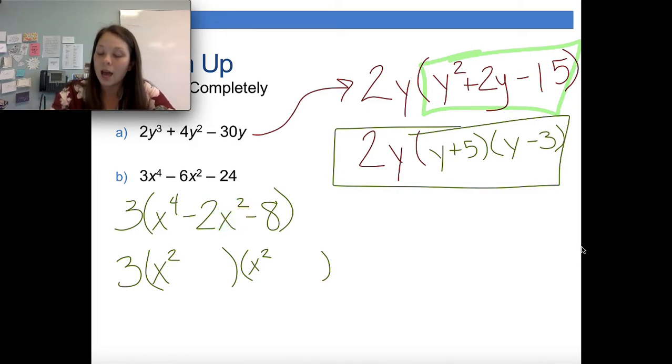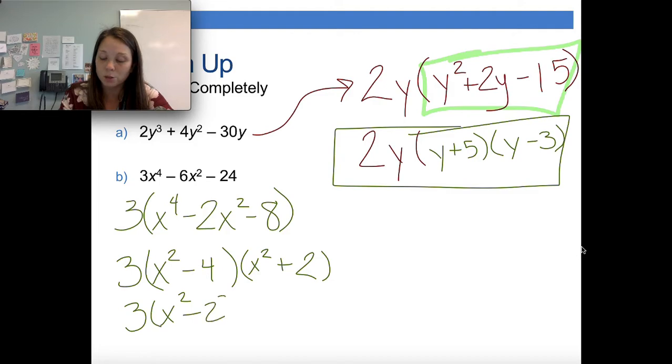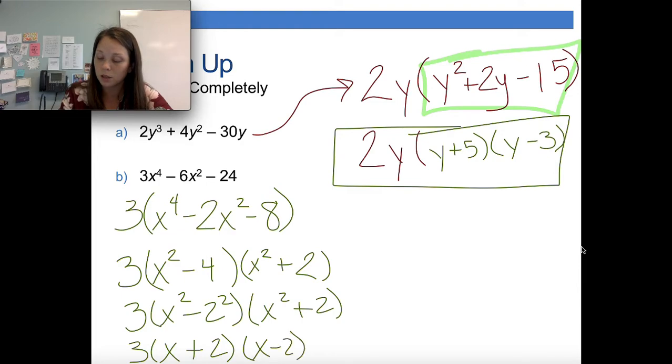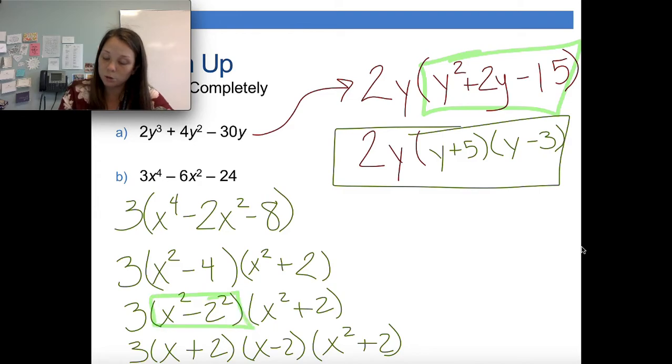So now I'm thinking, what two numbers multiply to give me negative 8, but add to give me negative 2? That would be minus 4 and plus 2. x squared minus 4 is a difference of two squares, which we talked about in the 3.4 lesson. That's like saying x squared minus 2 squared. So my final factored form is going to be 3 times x plus 2 times x minus 2, and then x squared plus 2. The x squared minus 2 squared factors into x plus 2 and x minus 2.